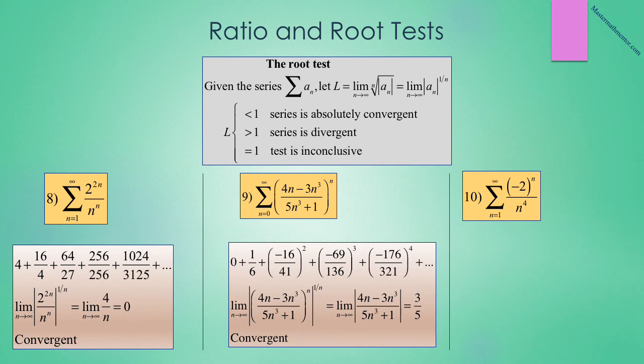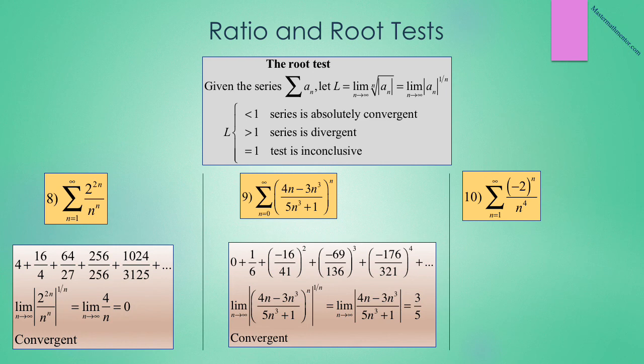9 is summation n equals 0 to infinity of the quantity 4n minus 3n cubed over 5n cubed plus 1, raised to the n power. Writing the terms out, we get 0 plus 1/6 plus negative 16 over 41 squared plus negative 69 over 136 cubed plus negative 176 over 321 raised to the 4th power plus dot dot dot. Note that this has some negative terms to it. Whenever you see an expression raised to the n power, the root test is perfect.